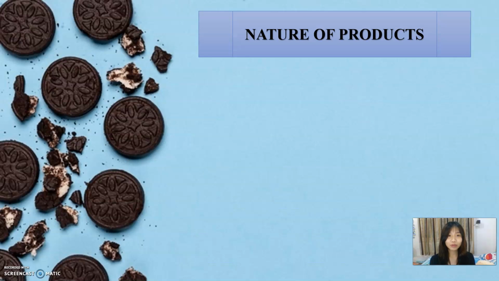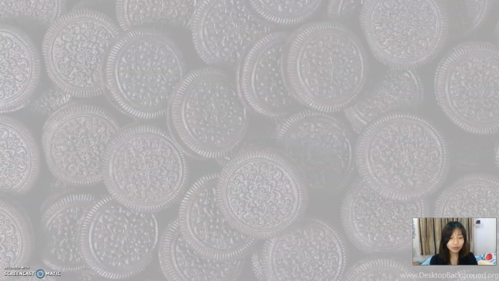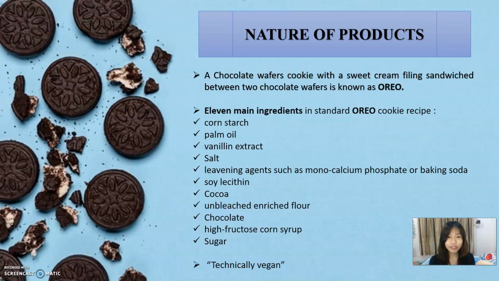Firstly, I would like to look at the nature of the product. Oreo is a chocolate wafer cookie with a sweet cream filling sandwiched between two chocolate wafers. To make a traditional Oreo cookie, you will need a mixture of cornstarch, palm oil, vanillin extract, salt, leavening agent like monocalcium phosphate or baking soda, as well as soy lecithin and several other common components. Since there is no animal component on the list, they are technically vegan.